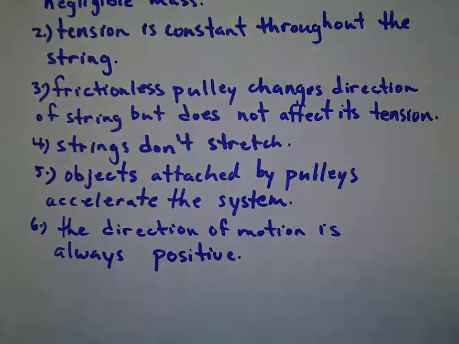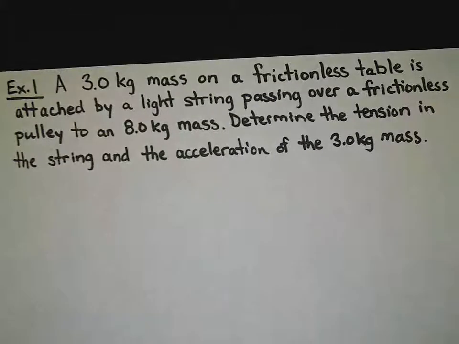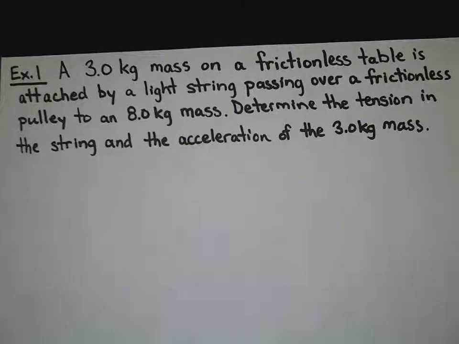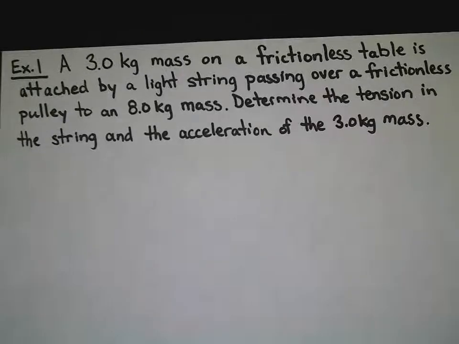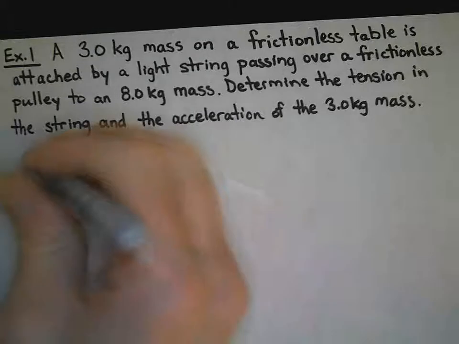For example, if I have a 3 kilogram mass on a frictionless table attached by a light string, and that string is negligible mass, and it's attached through a frictionless pulley to an 8 kilogram mass, we can determine the tension and the acceleration. So let us think about this.